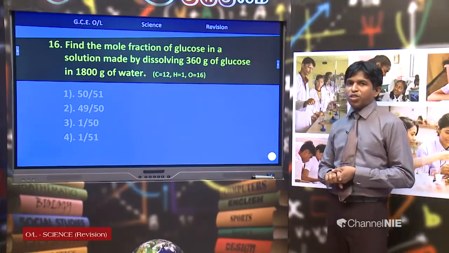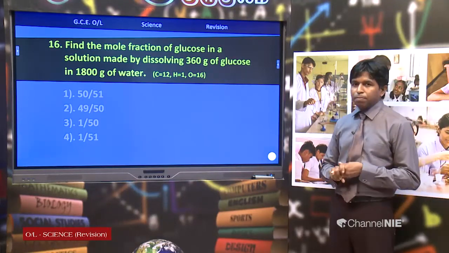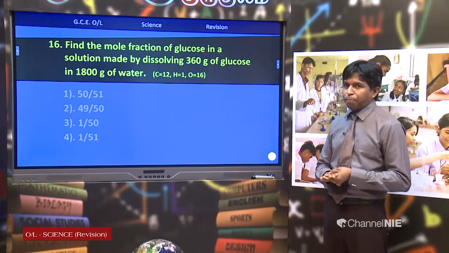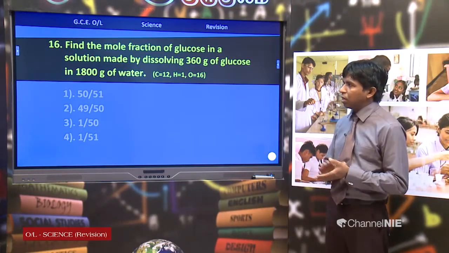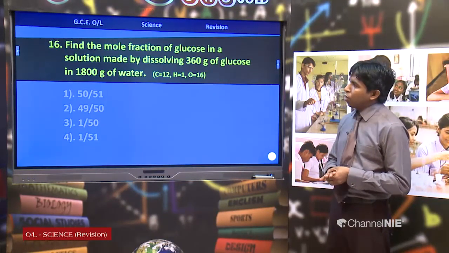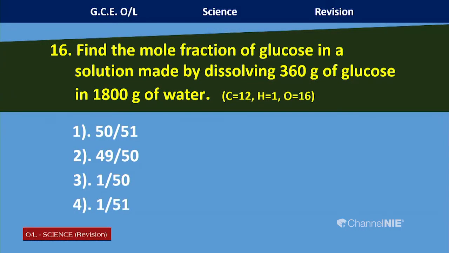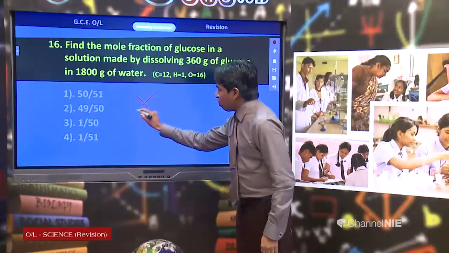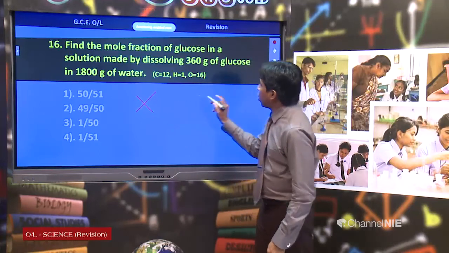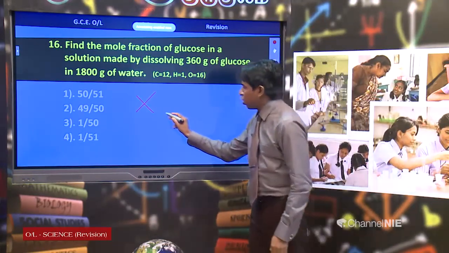This is from chemistry, grade 11, unit 3, mole fraction, the different methods of expressing the composition of mixtures. Mole fraction of glucose. So, there are 2 substances here, glucose and water. Before you find the mole fraction, you should know the number of moles of each. So, mole fraction is given by symbol X. So, you are asked to find the mole fraction of glucose.